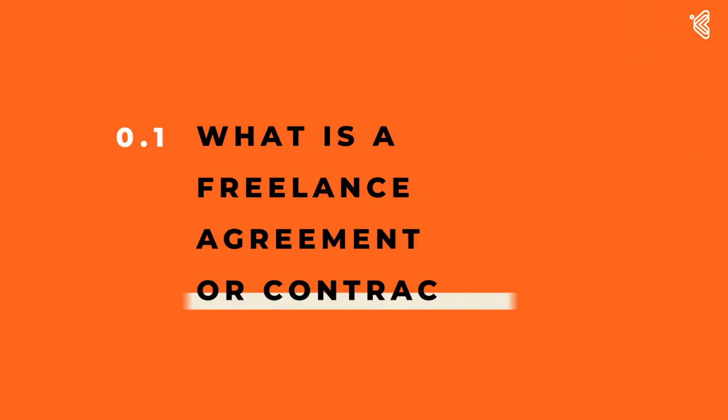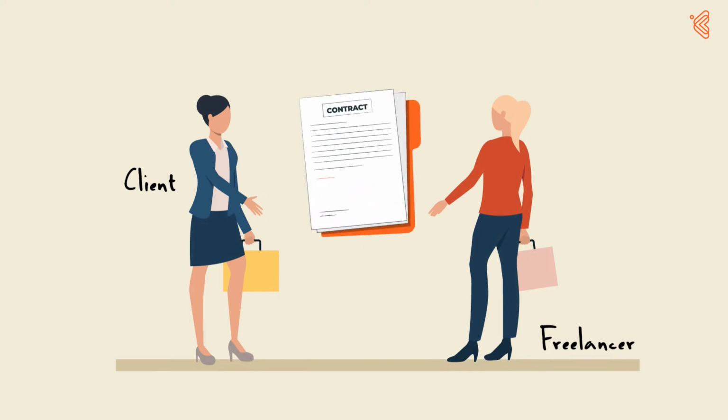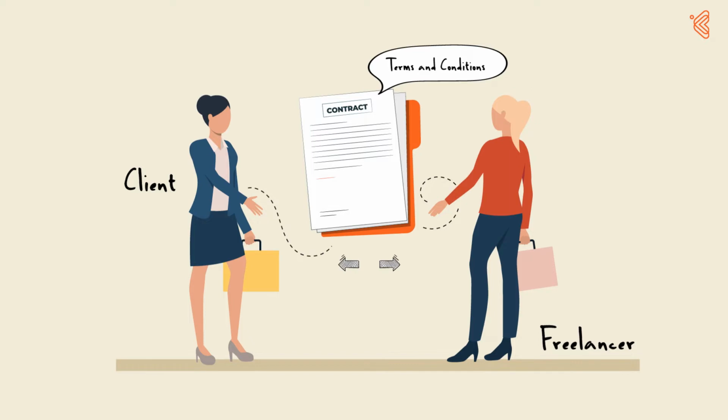Chapter 1. What is a freelance agreement or contract? It is a document shared between the client and the freelancer. ये आपके प्रोजेक्ट के टर्म्स एंड कंडीशंस को आउटलाइन करता है. वैसे तो ये दोनों की तरफ से शेयर किया जा सकता है, बट आइडियली as a freelancer, you should have the ownership of a contract and tweak it according to different projects.